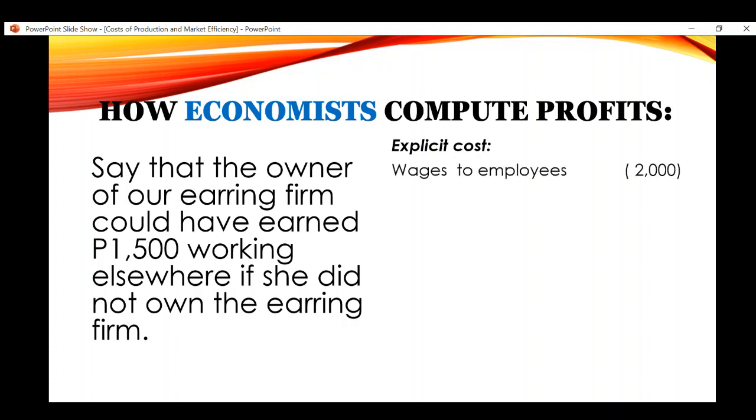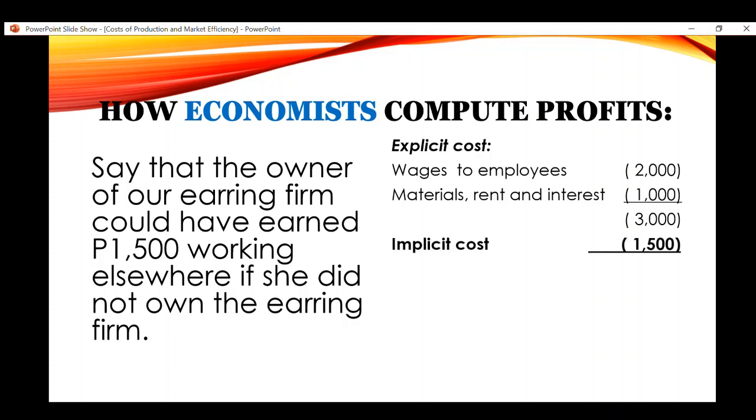So our explicit cost here, going back to our original given sa atong illustration on the computation of the accounting profit, di ba, naa man to wages to employees, and then we have materials, rent, and interest, which is a total of 3,000 pesos as your explicit cost. And now we have an added cost, which is implicit cost of 1,500. And this is the opportunity foregone because the owner chose to own an earring firm instead of working elsewhere. So, ang opportunity foregone niya is katong ma-earn unta niya kung wala siya nagtukod og earring nga firm. So now the total cost is 4,500.